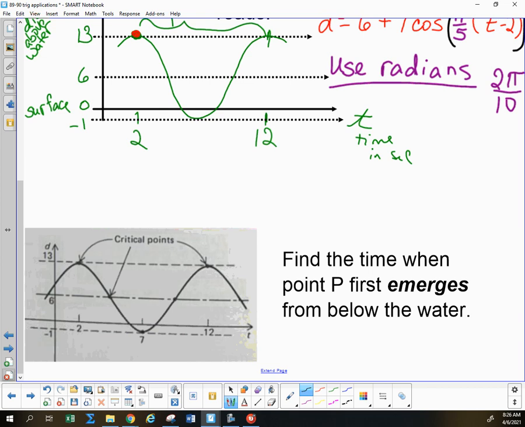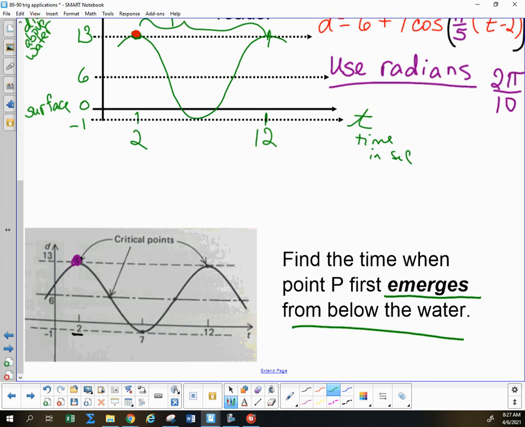Okay, so here's another copy of our same sinusoid, -1 up to 13. At time 2, we're at a max. When you draw these, you do always want to put a dot on whatever a critical point is for that problem, one you know or something you're trying to find, so that we see what you're looking at on the graph. This wants us to find when we first emerge from below the water.